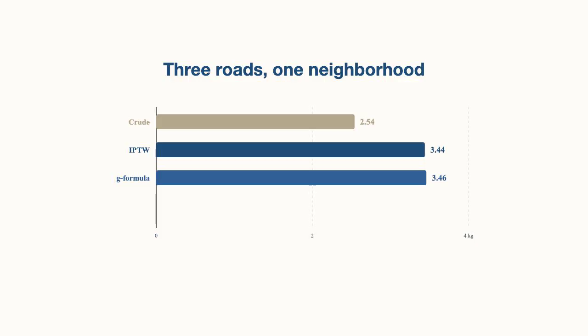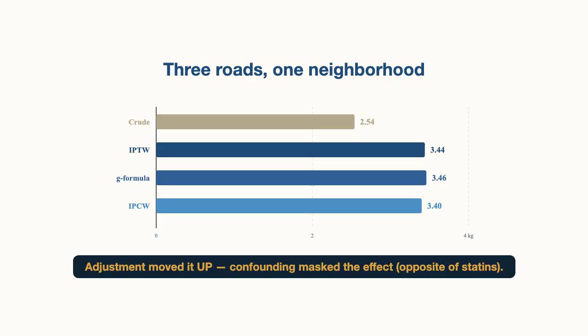Then handle the 63 people missing a 1982 weight. Treat it as censoring. Add inverse probability of censoring weights, and the estimate barely moves, 3.4. Censoring was nearly ignorable here, and that is itself a finding worth reporting. 3 methods, 3 roads, 1 neighborhood.